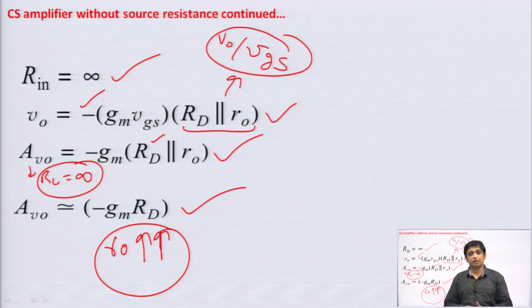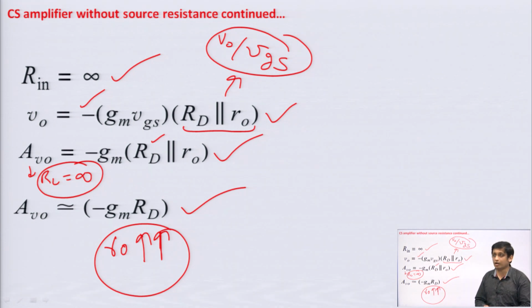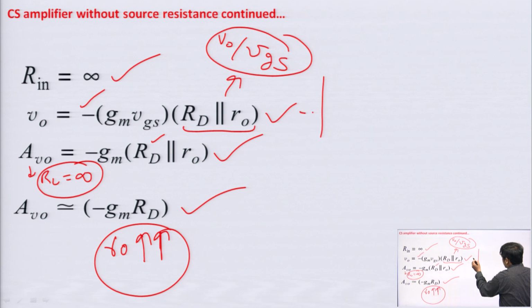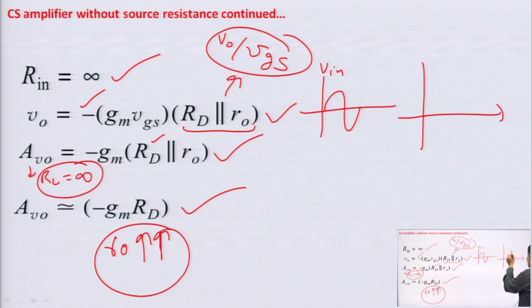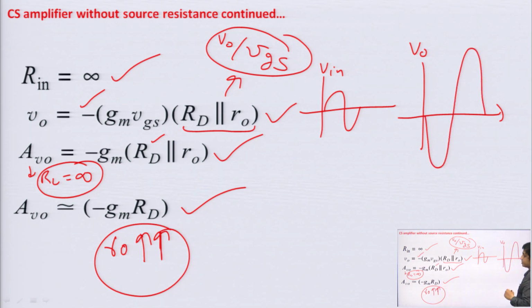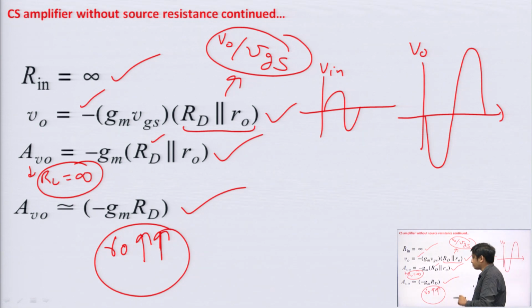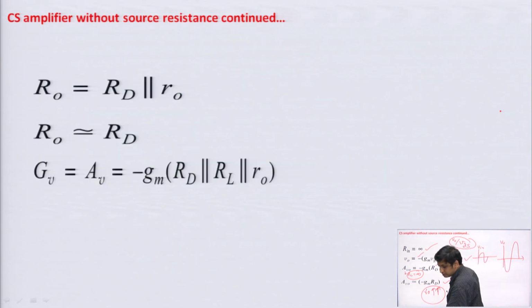Negative gain means your output is 180 degrees out of phase with the input. It means that if you apply a sine wave input signal at the common source amplifier, then we will get the amplified output, but with a 180 degree phase shift. That is the case of the common source amplifier.